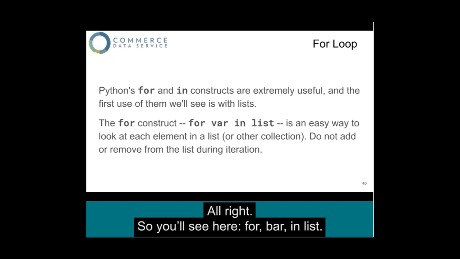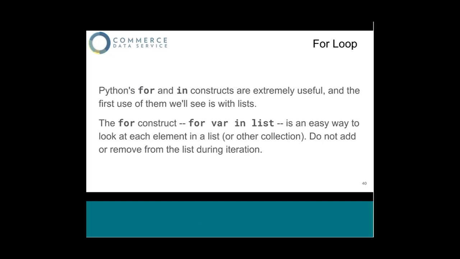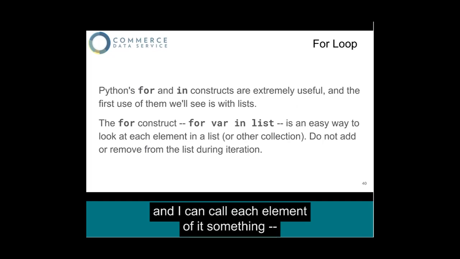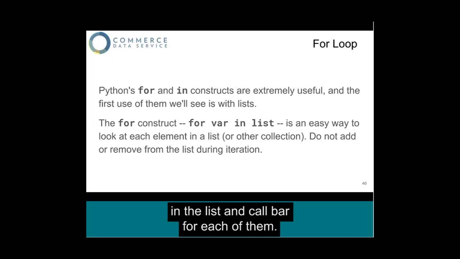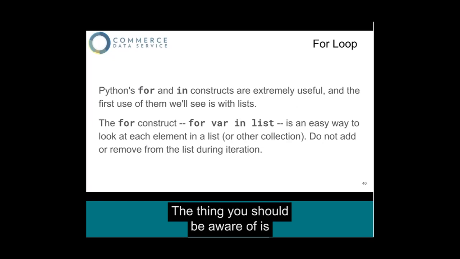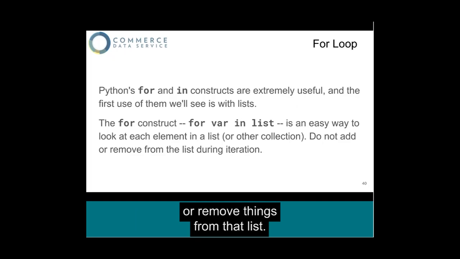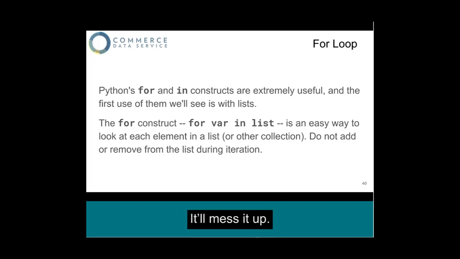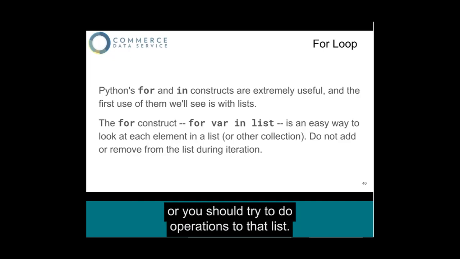Right, so you'll see here, for var in list. So I have a list of things, and I can call each element of it something, I'll call it var. So for var in list, we'll loop through every single element in the list and call it var for each of them. The thing you should be aware of is that as you're looping through a list, do not try to add things to that list or remove things from that list. It'll mess it up. You should generally try to make a new list and add things to that, or do operations on that list. Do not try to add or remove elements.